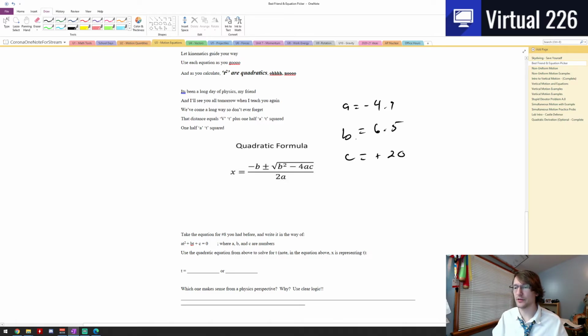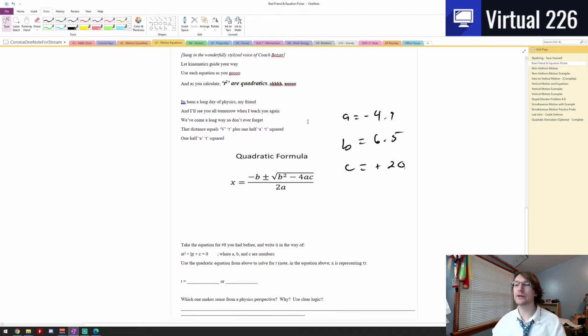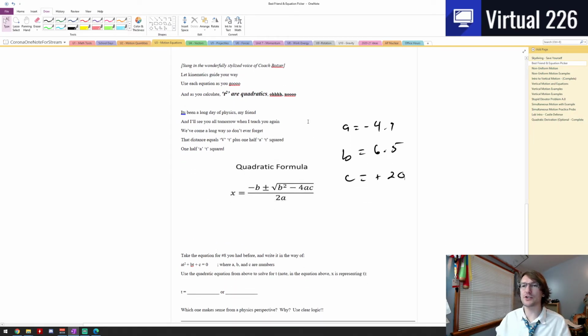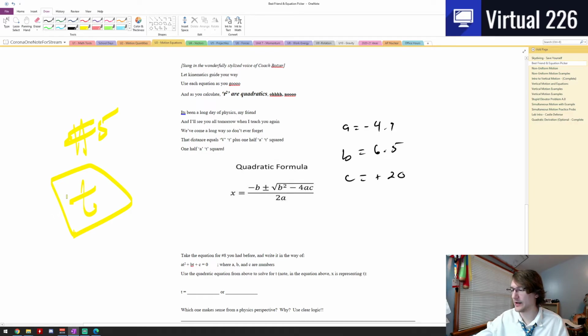If we go ahead and solve this, we're actually going to get two answers. And I encourage you to try to solve this on your own calculator here, because if you have to use the quadratic formula, you'll only ever have to use it in equation number 5, when you're solving for time. It's the only time you'll have to use it. But if you have to use it, how do we do that?